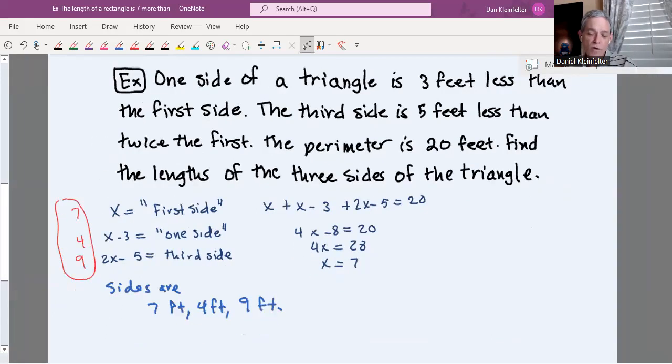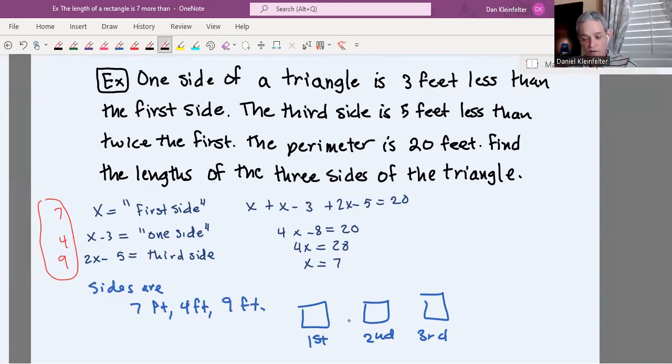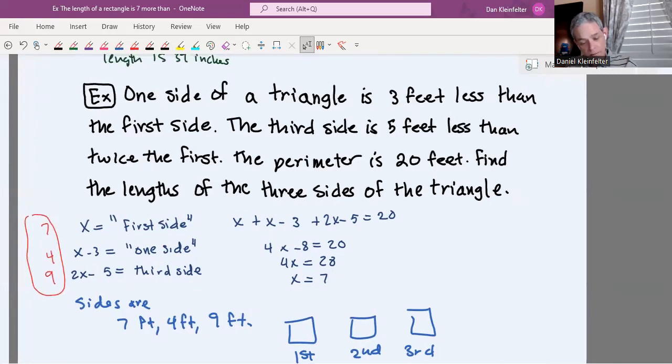Okay, again, make sure if you're doing this kind of thing on some online homework or something, they may have 3 separate answer boxes here. One for the first side, one for the second side, and one for the third side. Make sure that you put the right answer in the right box, otherwise it's going to charge you for that. So the first side ended up being x, that was 7. The one side is 4, I would call that the second side, and then the third side was 9.